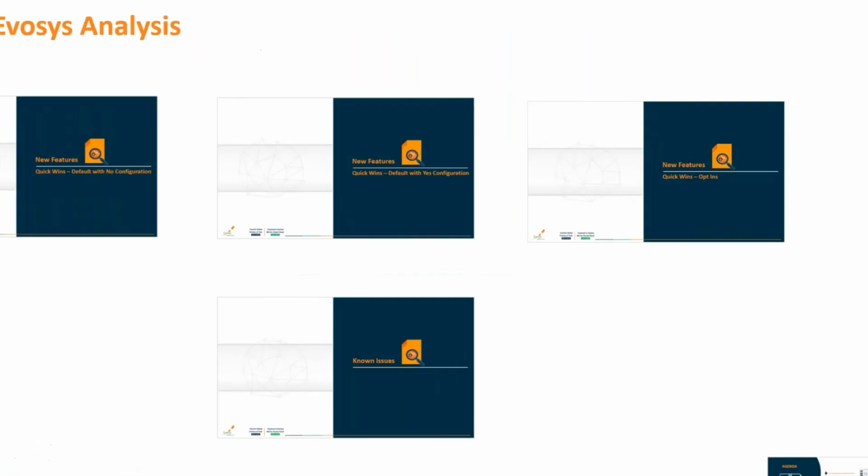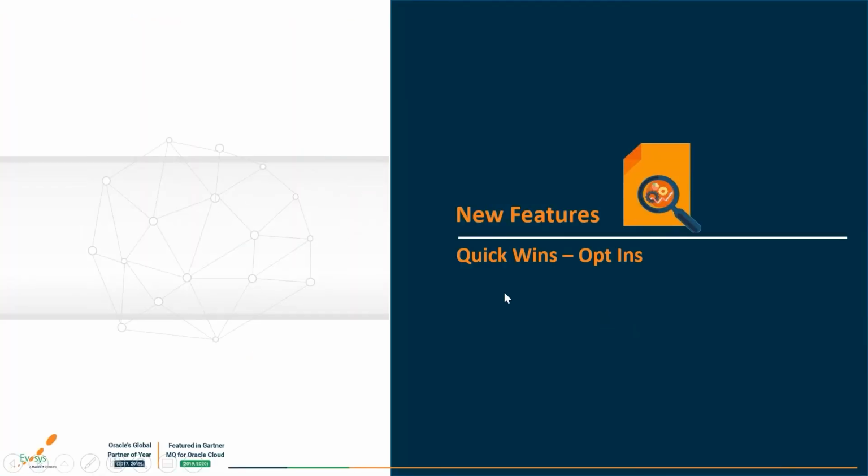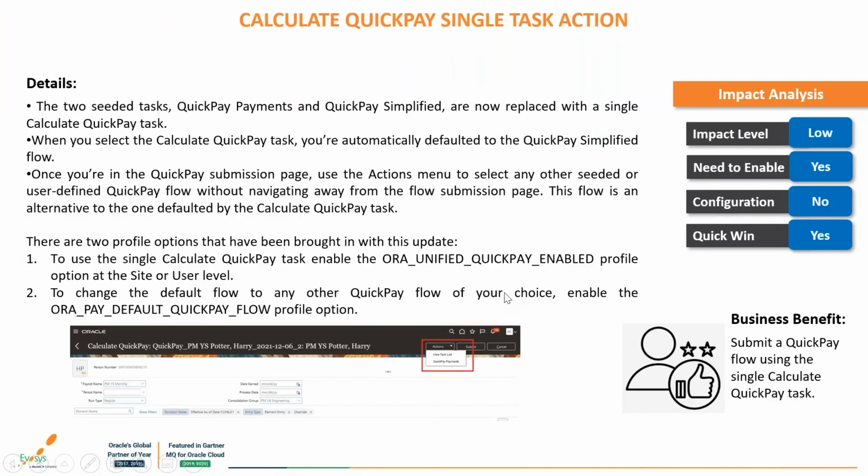The next set of features we're going to look at are opt-ins. So the first one here we have is calculate QuickPay single task action. This enhancement will provide a much cleaner view and access to running QuickPays. Currently, we have two types of QuickPays, that is simplified QuickPay and QuickPay payments. Oracle will be replacing both of these with just one QuickPay task. Once we enter the QuickPay task, we can choose which one to run using the Actions button.